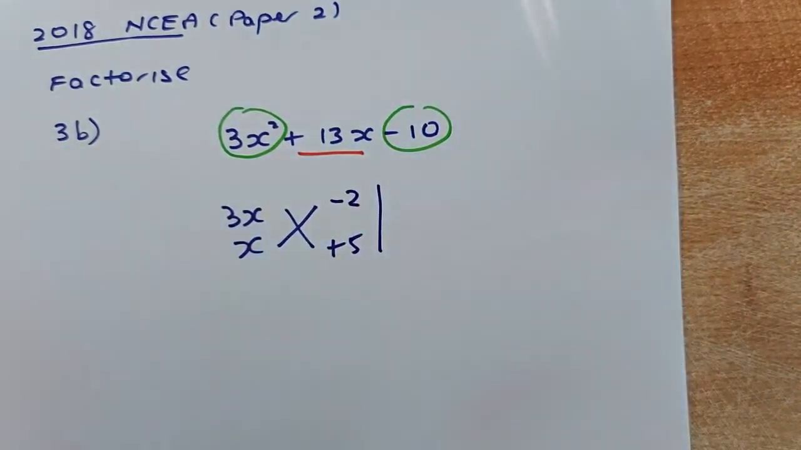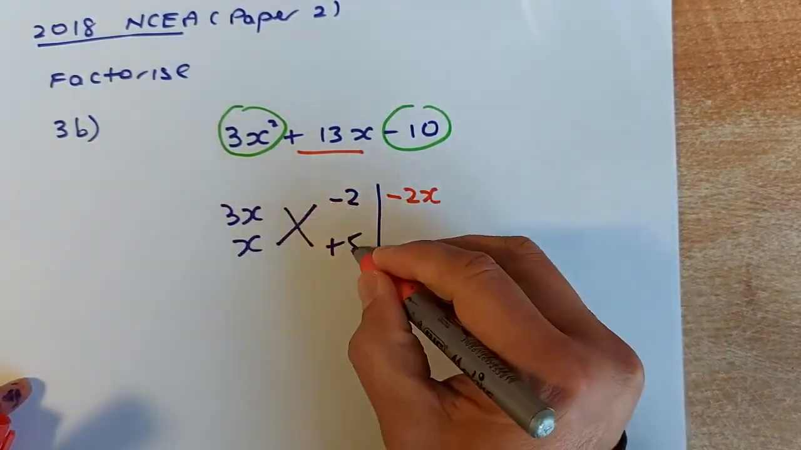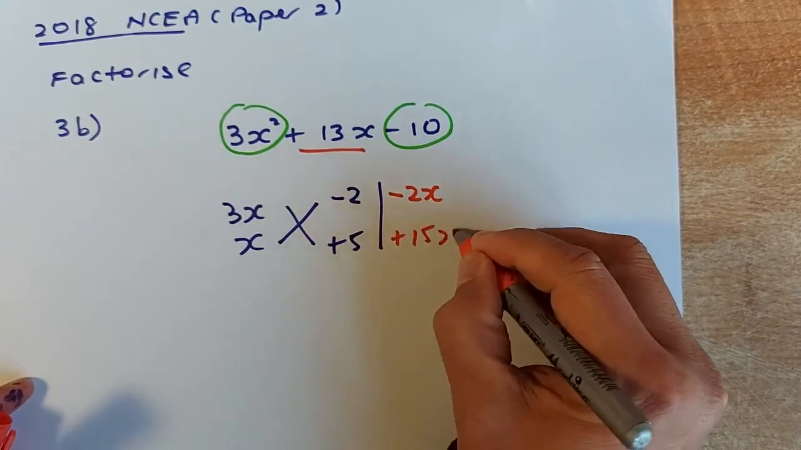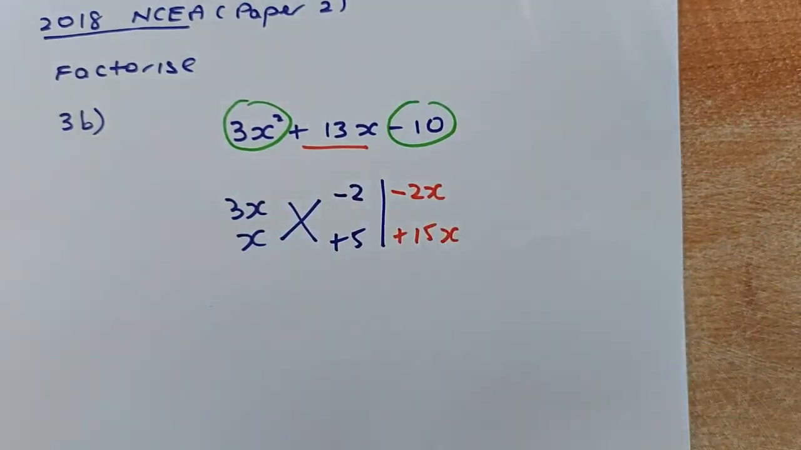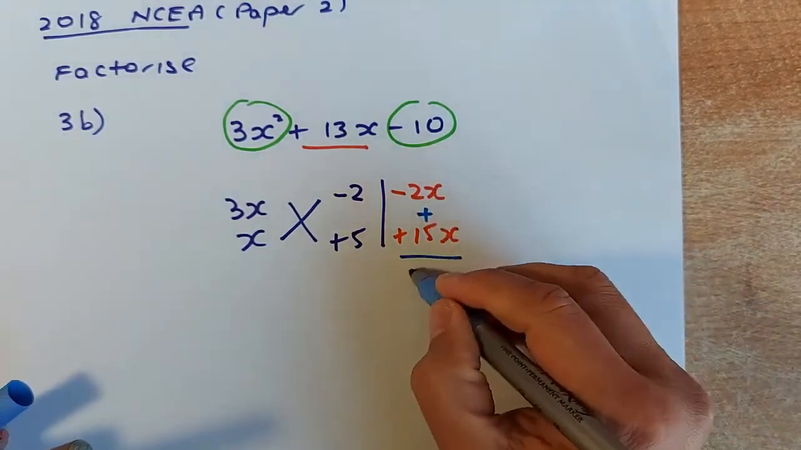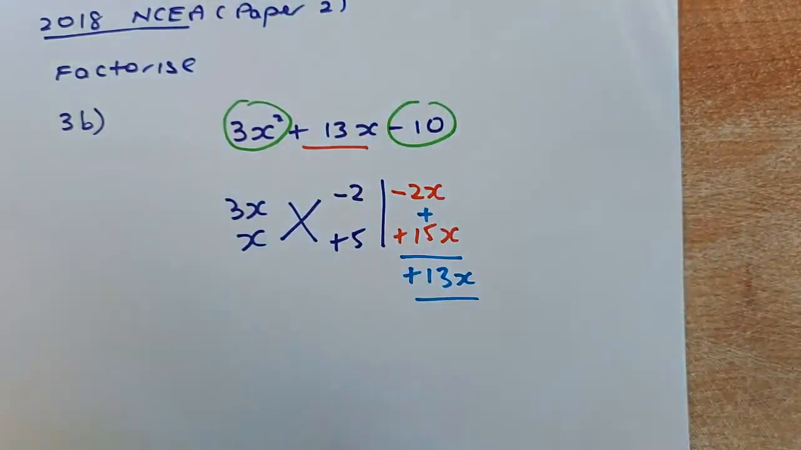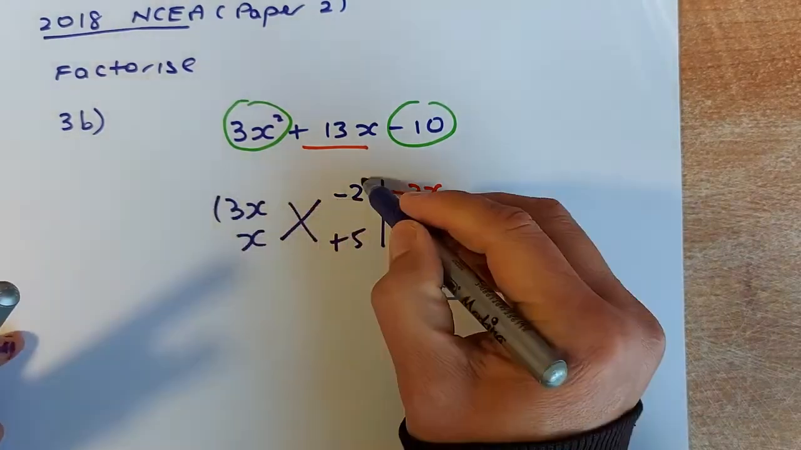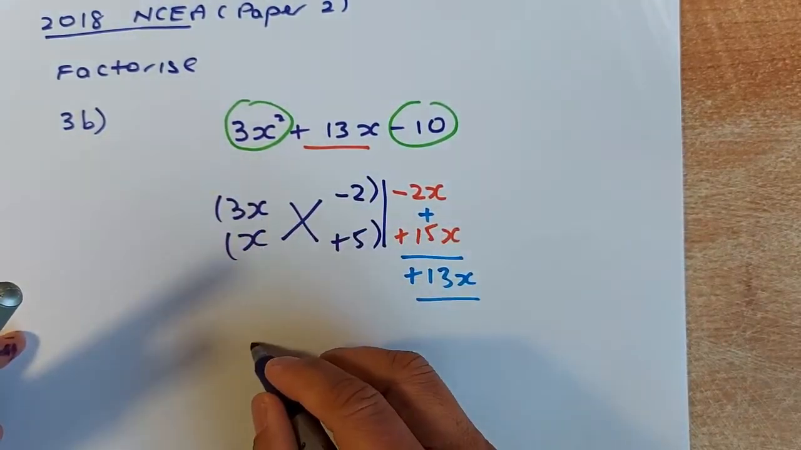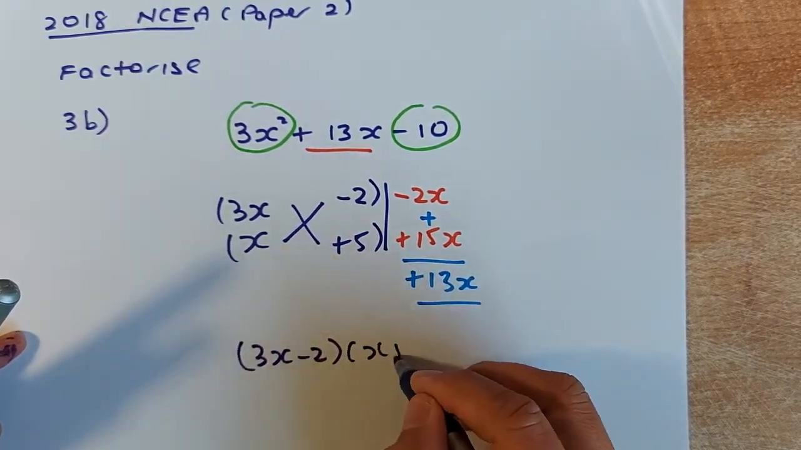Try it out. Not sure, just try it out. If you don't get it right, try again. So x times negative 2 is negative 2x. 3x times 5 is positive 15x. The last step you're going to do is add them up. So if you add them up, 15x minus 2x is going to be plus 13x. And we are lucky, that number and that number coincide. And then we can conclude it by putting a bracket. And the answer is going to be 3x minus 2, and the last one, x plus 5.